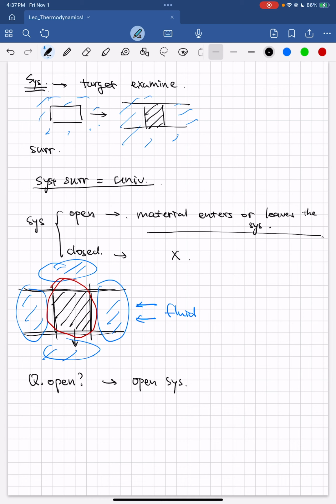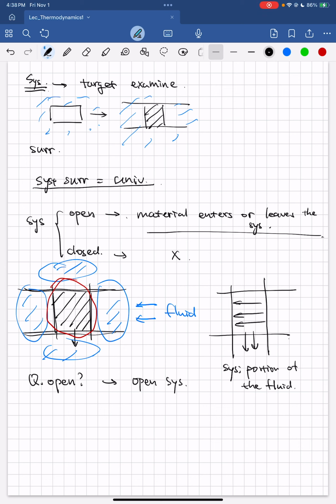And when we think about this fluid running like this, right? This is now not a portion of the pipe. The system is a portion of the fluid, this specific part of the fluid, and it's moving. Now, is this open or closed? Why don't you guys all think about it?